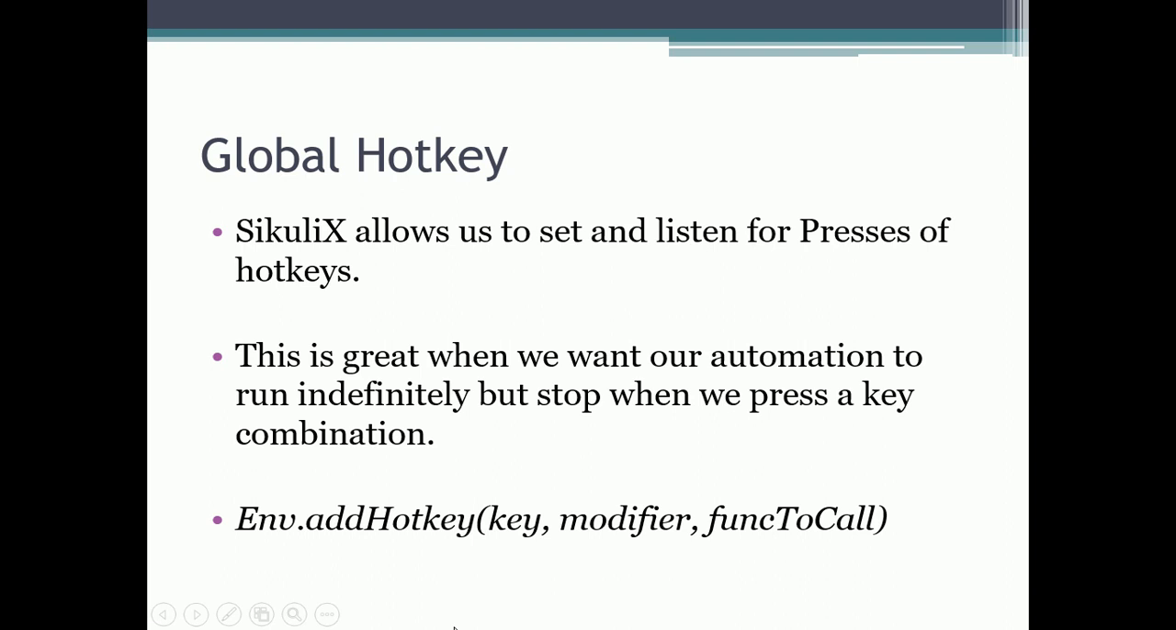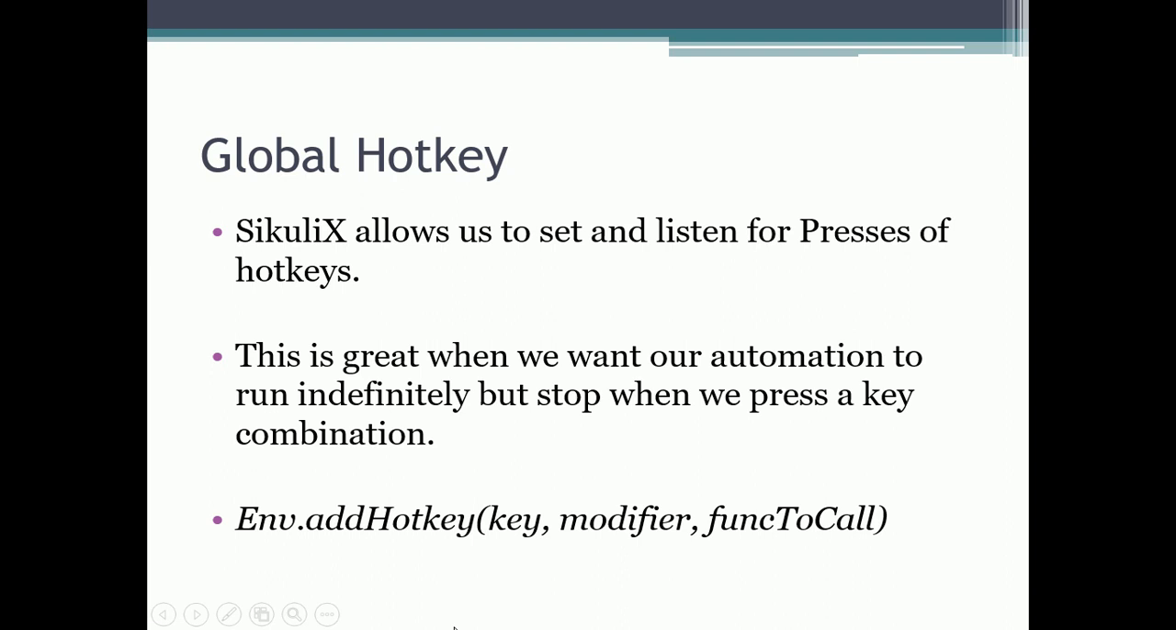In global hotkeys, CycliX offers many useful features, and one of them is the global hotkey. We can listen for a certain hotkey press to change what our script is doing, or if our automation is running indefinitely and we want to stop that CycliX script. To add the global hotkey, we need to use the environment class, that is environment.add hotkey, and then the key, the modifier and the function to call. The function to call will be the function name which will be called once the global hotkey is pressed. So now let's look at the demo which will use the while loop along with the global hotkey.